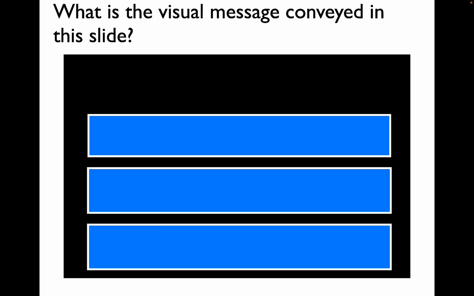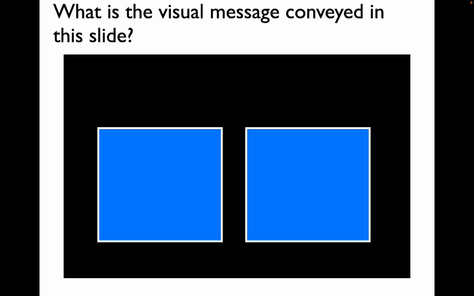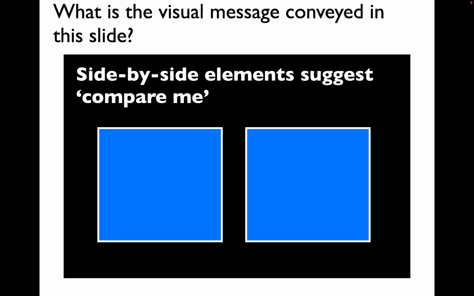Let's try another. So here there are 3 ideas stacked vertically. Well, we have a vertical hierarchy. And the whole meaning of hierarchy is that there's things on top that are the more important things that are up there, and the lower down you go, the less important. By contrast, take a look at this one. When we have 2 elements side by side, they're on the same level, and they scream out, "Compare me." Side-by-side elements are suggesting a side-by-side comparison.